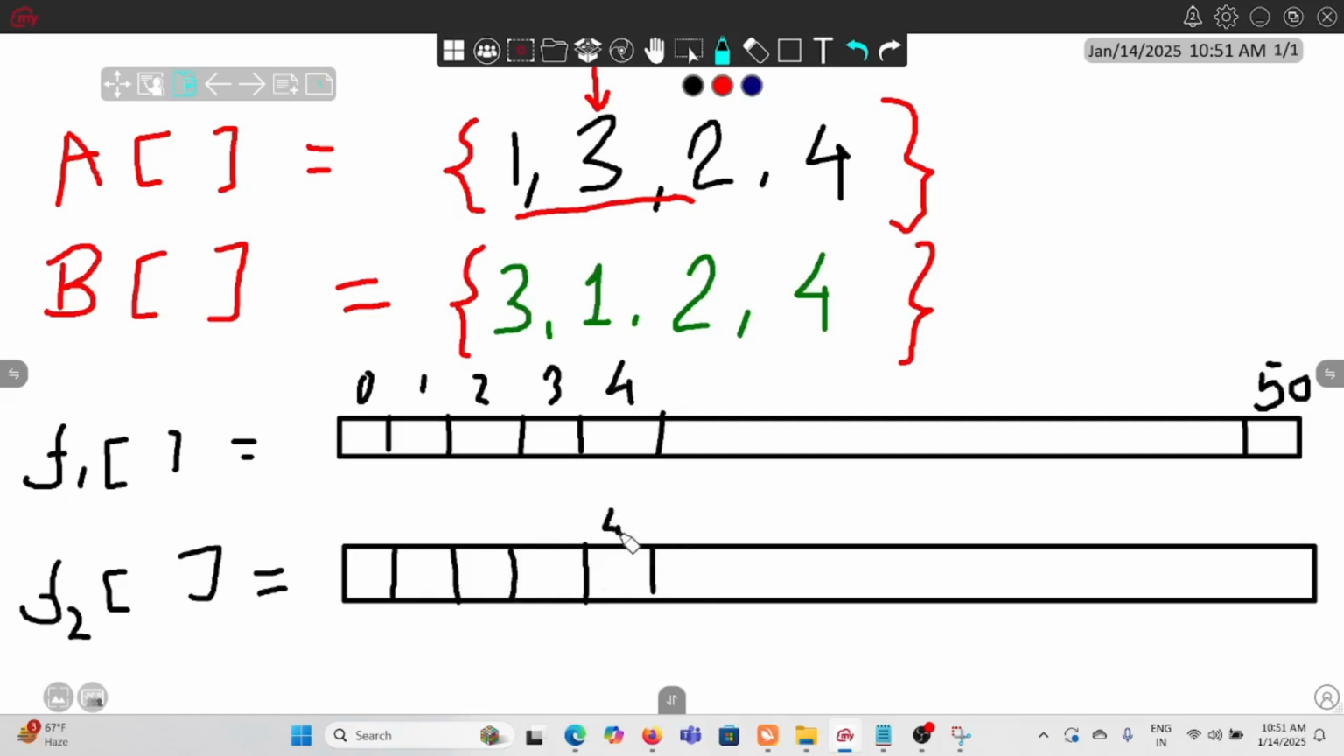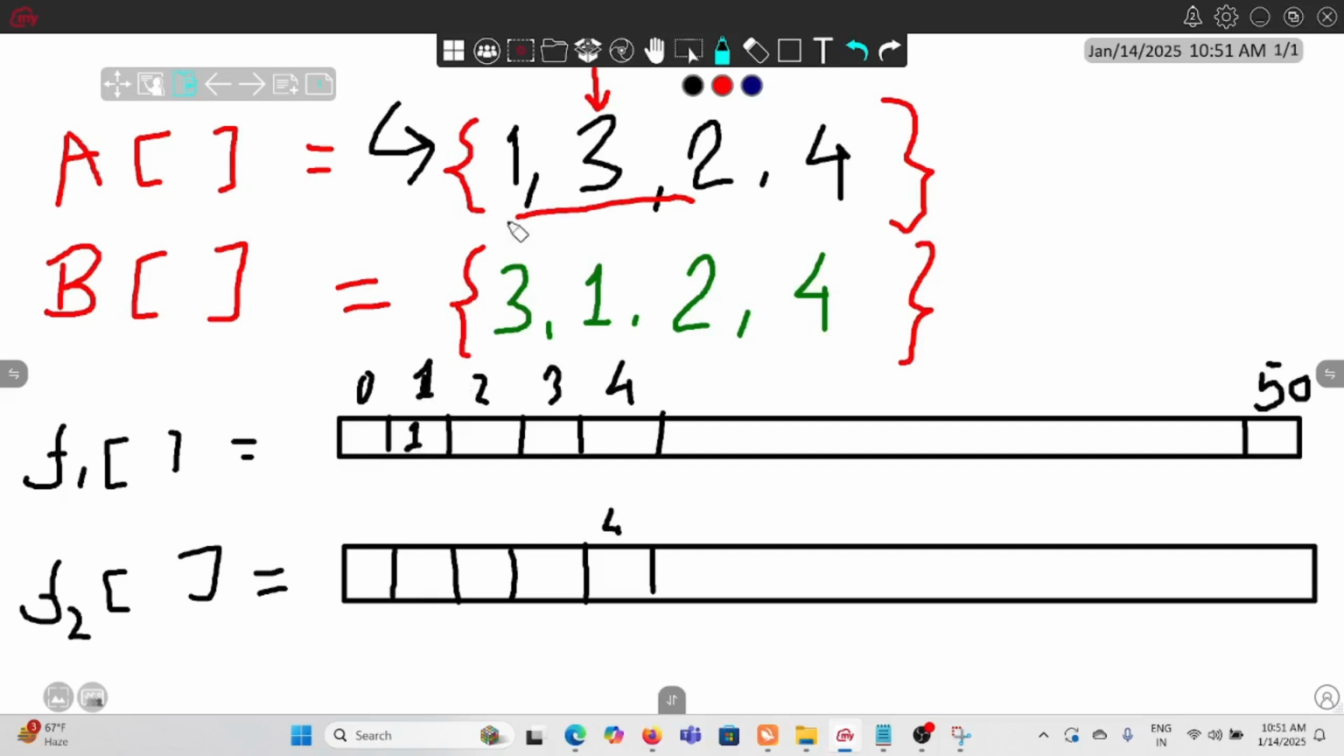So see here, we are coming here. This 1 is coming the very first time, right? We will check, has 1 already occurred in F2? No, everything is 0. So in F1, we will increase the frequency at 1 by 1. So it will now become 1.